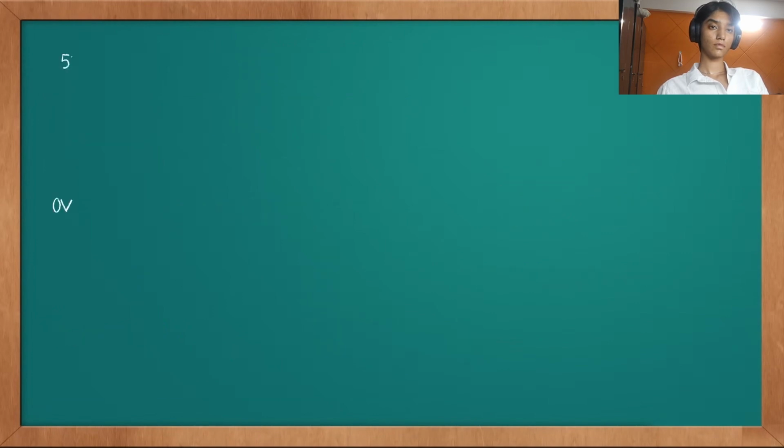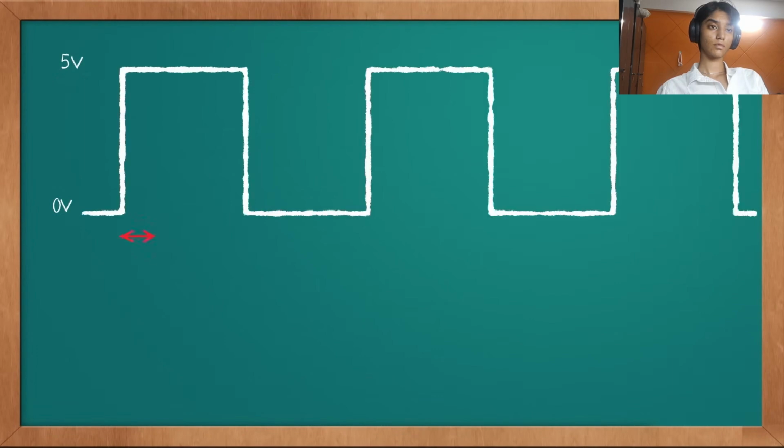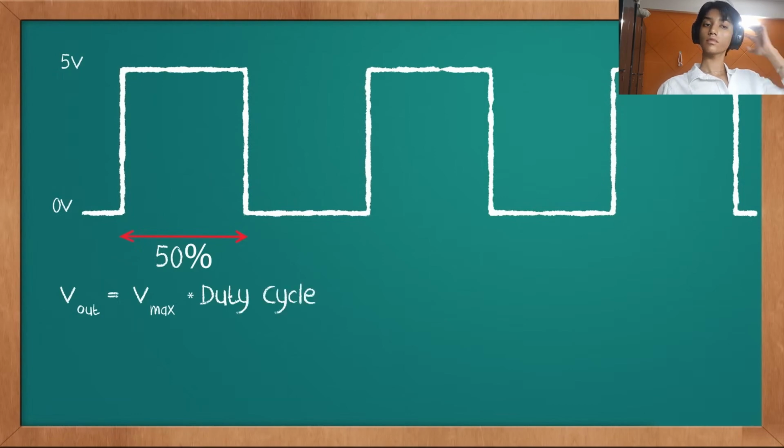Let's imagine a PWM signal that oscillates between 0 and 5 volts. Let's say this signal has a duty cycle of 50%. Something interesting will happen to the output voltage. Instead of being 5 volts as expected, it will now be 2.5 volts. Simply put, this is because in a PWM signal you multiply the max voltage by the duty cycle. This is the formula. By applying this to our situation, you will see we reach 2.5 volts.